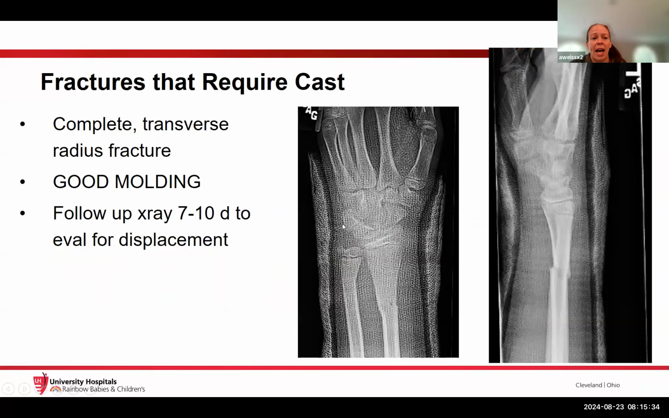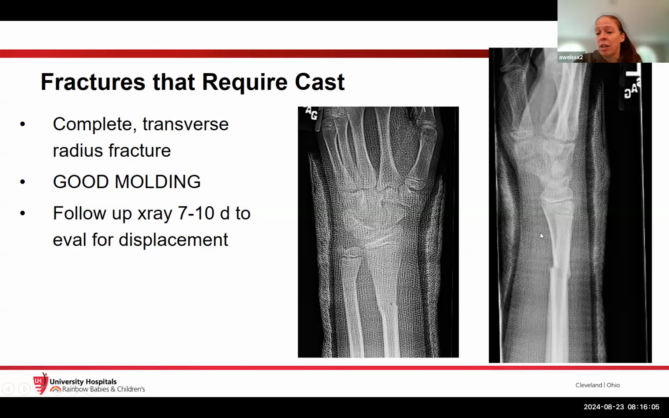So which ones actually require a cast and can't have an Exos? Complete transverse fractures like these could become unstable. So you're going to want to not just put these in a cast, but you have to do really good molding of this cast. You're going to put your hands on either side of this cast, dorsal and volar, and you're going to hold it. It takes a lot longer than you think. You're going to stand there for a good 3 or 4 minutes before that cast gets completely hard, to make sure that this doesn't move.